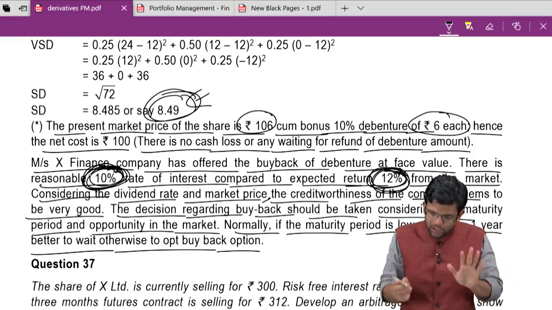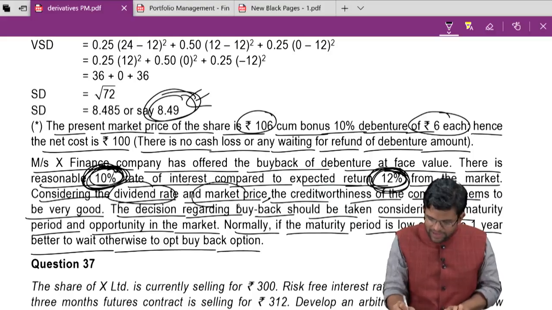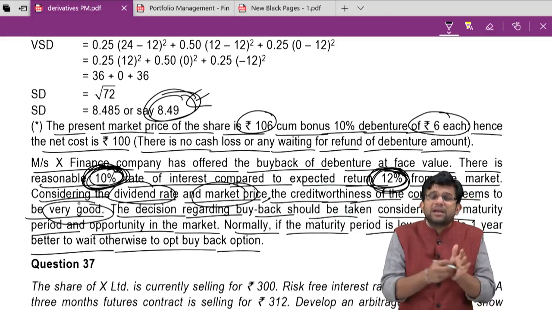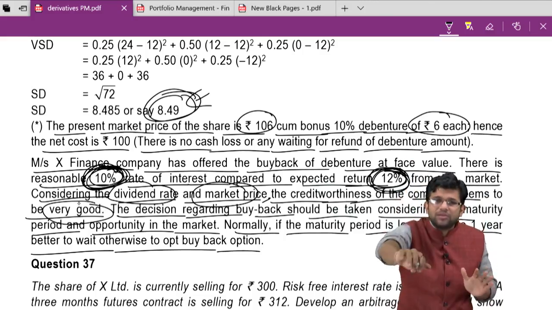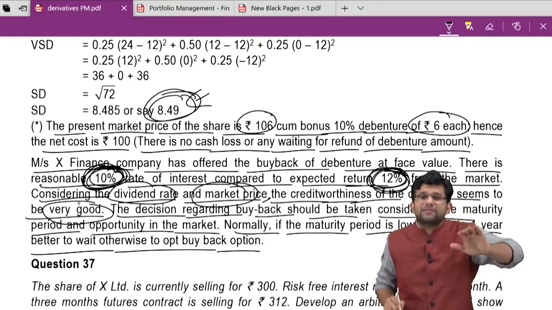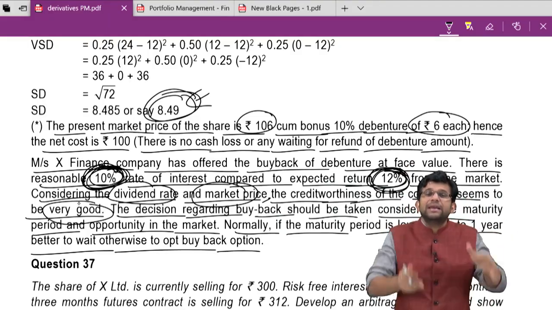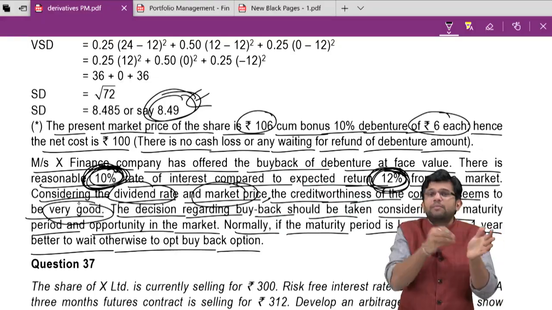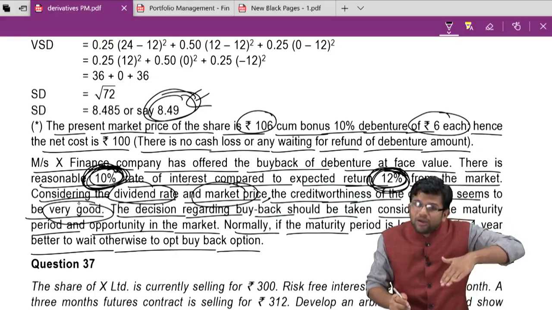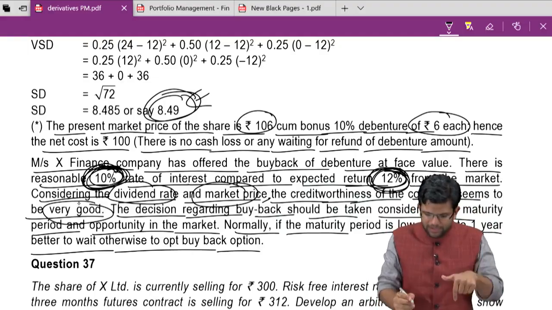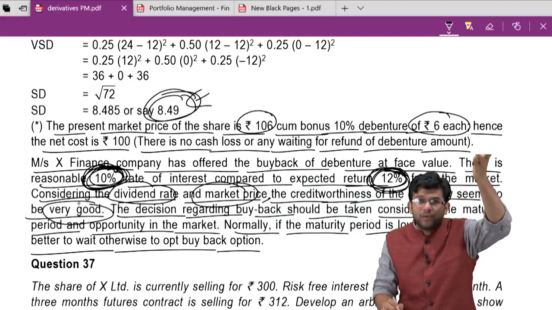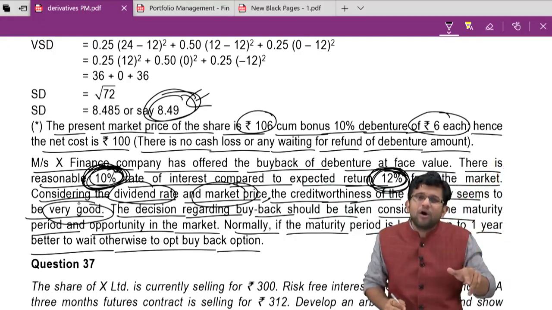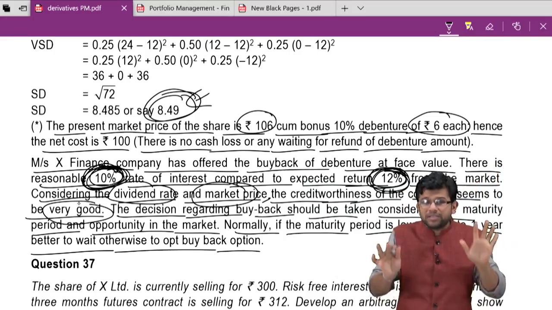It's virtually risk-free. So they are saying, considering the dividend rate and the market rates, the credit worthiness of the company seems to be very good. Credit worthiness means the company's ability to repay the debentures and the interest on time. If the credit worthiness is low, we say that the default risk is high. The company might or might not give me the interest on time. It might or might not give me my principal back. That is called low credit worthiness, high default risk. But you are considering the fact that the equity share is also giving you 12% return with only 8.49% risk, whereas without a risk it is giving you 10% return in bonds, debentures. Do you realize this credit worthiness appears nice?